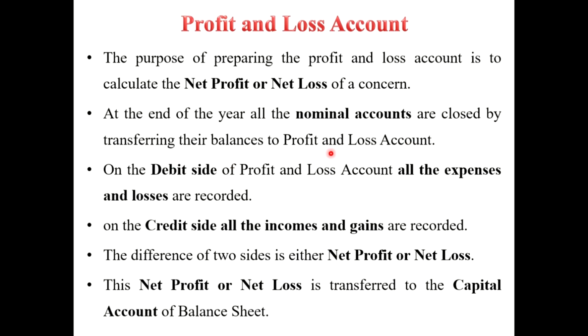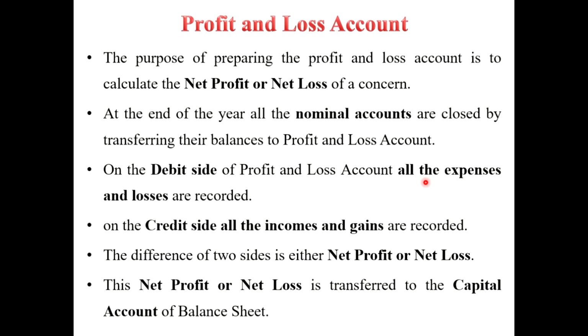On the debit side of the profit and loss account, all expenses and losses are recorded. Expenses are of two types, direct expenses and indirect expenses. As we have already studied, all direct expenses are recorded on the debit side of the trading account. What is meant by direct expenses? The expenses incurred during the manufacturing process, in the conversion of raw material into finished goods. Those expenses we treat as direct expenses, and we record them on the debit side of the trading account.